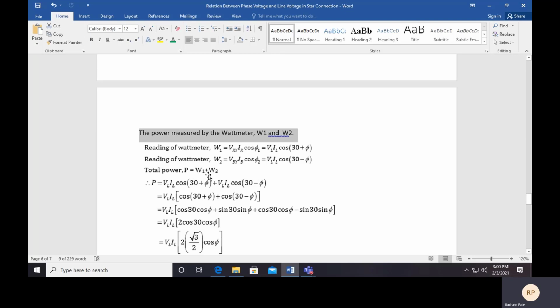So if W1 and W2 addition gives the same value, we can say that the 2 wattmeter method, with the addition of 2 wattmeter readings, will give exact total power for three phase. Let me check by mathematical calculation. P equals VL IL cos(30 plus phi), reading of W1. Same way, this is the reading for W2. By further analysis, VL IL we can keep outside and the remaining part can be solved that way.